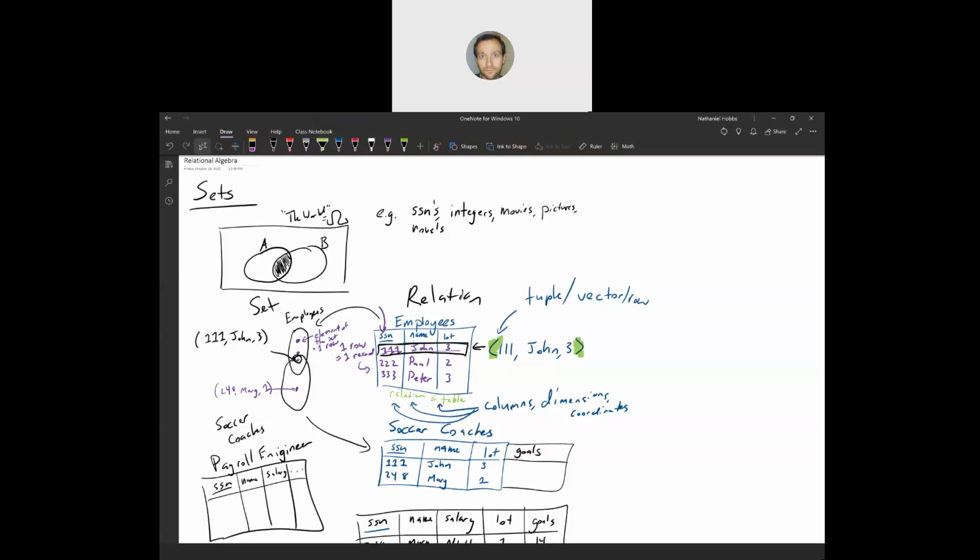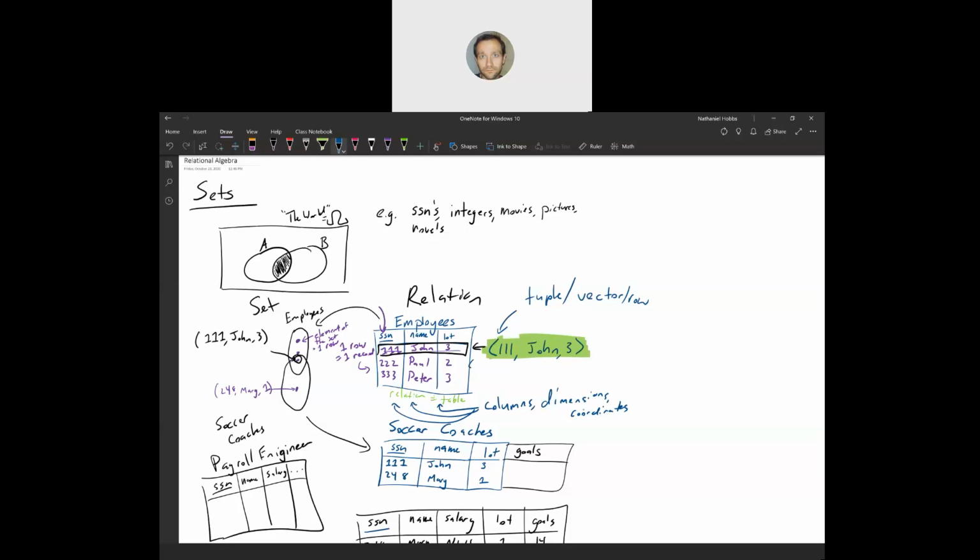So for a relation, it is made up of a schema. That's this part here. The schema is the name and type. I'm not putting the type here, but I'll be better about that in the future. Each row of the table here, you can write it with these angle brackets. That is indicative of a tuple or a vector. And here you could say that the second coordinate of this vector is the name John.